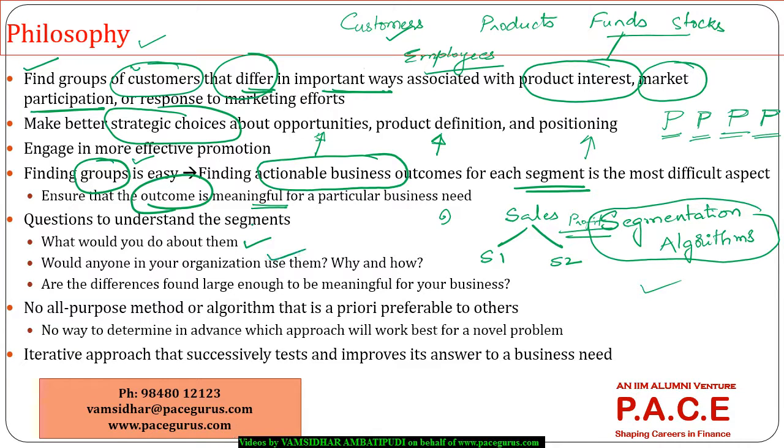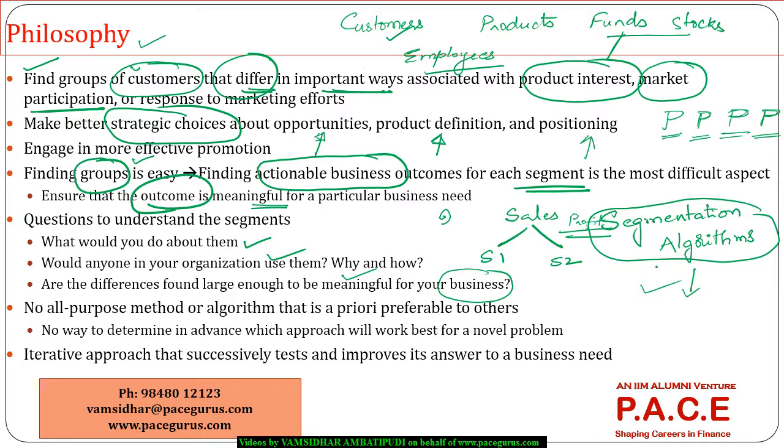Would anyone use these segments in your organization? For what purpose? If so, they are going to use it. Did you really find some kind of business outcomes which are significantly different across the segments? Very, very important point for us to really assess whether the segmentation has done a good job for us, whether any of the segmentation algorithms that we have used have really done a good job for us or not.